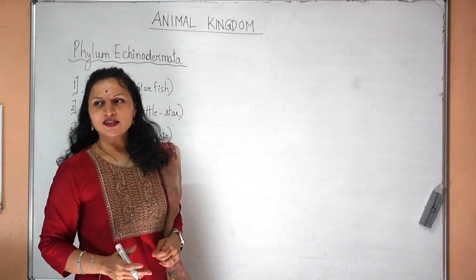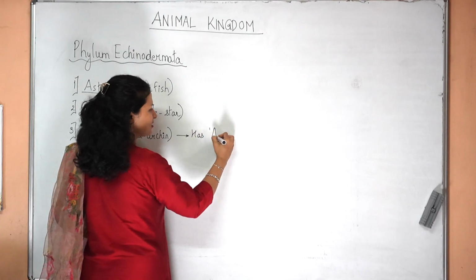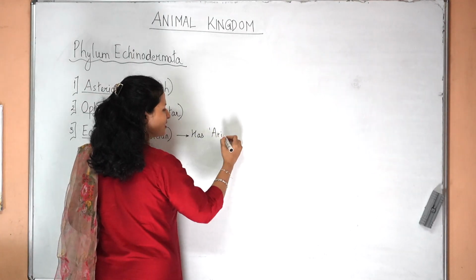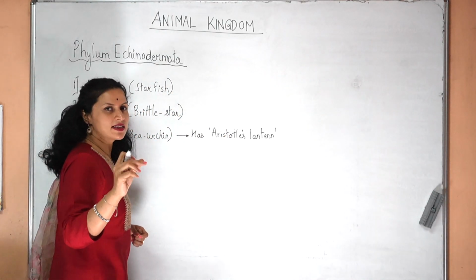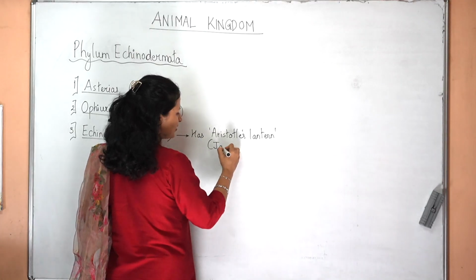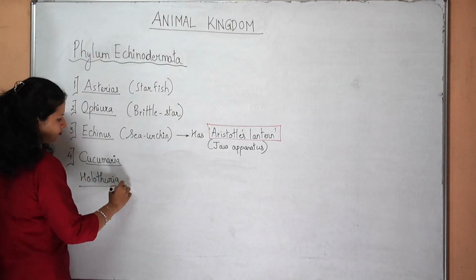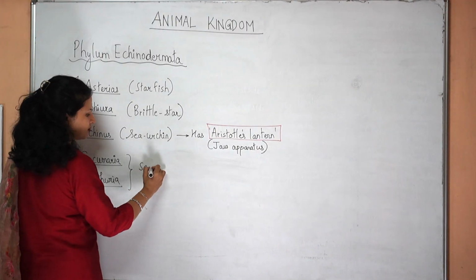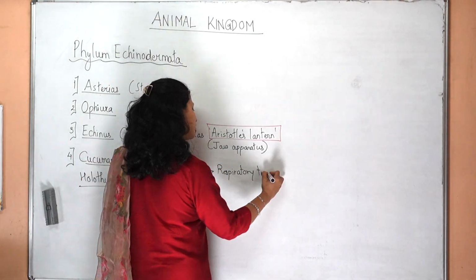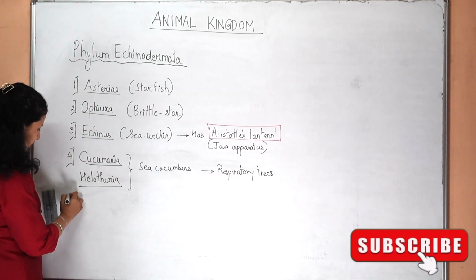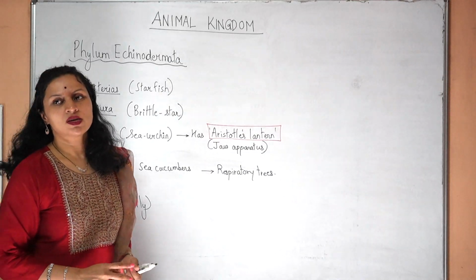I would definitely like to keep one as a memento from a dead sea urchin. It is called as the Aristotle's lantern because of the way it appears like a Greek lantern. It is its jaw apparatus. Then we have Cucumaria, also Holothuria, both of which are called as sea cucumbers. And they have this feature of respiratory trees, which I have mentioned earlier. Then finally we have Antedon, sea lily. These are important examples from NCERT, please learn them.